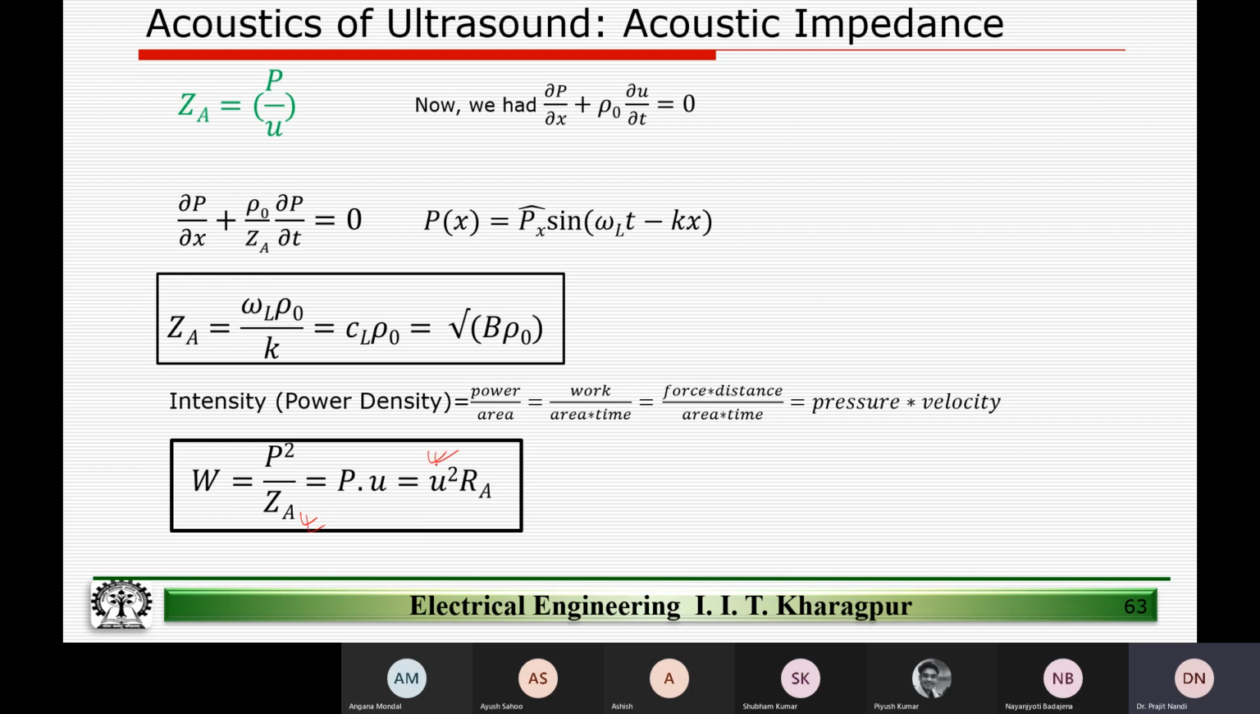The velocity is a sinusoidal function which varies with x and time. Pressure is also a sinusoidal function which varies with x and time. So the power is given by the propagation velocity multiplied by the acoustic impedance.